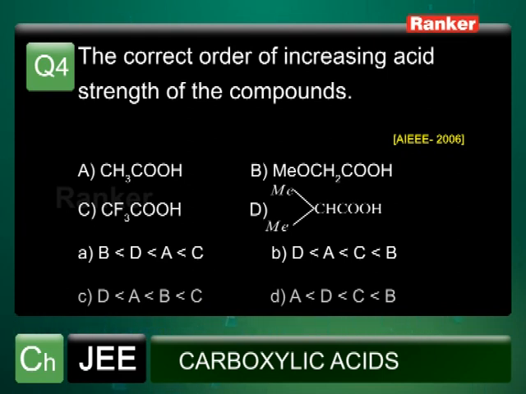Now the options given: acetic acid, and methoxy acetic acid. The methoxy group has a minus I effect, it cannot show a plus M effect here. So methoxy is a minus I, therefore slightly stronger. Option C is trifluoroacetic acid. This has 3 minus I groups, so therefore the strongest acid. Option D is an acetic acid with 2 methyls, that is the weakest acid here. So option D goes to the weakest, therefore our answer should start with D and end with C. There is only one answer starting with D.